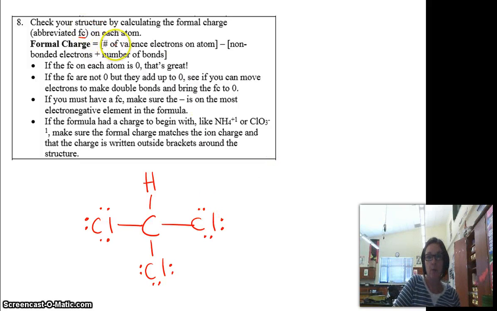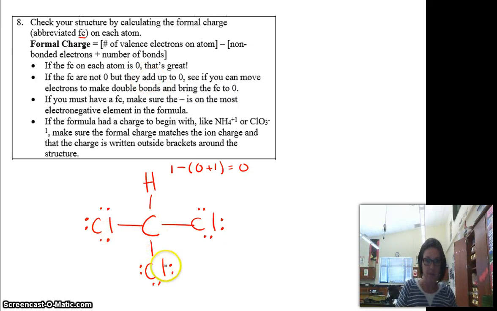The way you calculate formal charge is you take the number of valence electrons on that atom, subtract out the total of the non-bonded electrons plus the number of bonds. So I'll show you how that works. Hydrogen has 1 valence electron. It doesn't have any non-bonded electrons, and it had 1 bond. So that sum came up to 1. 1 minus 1 equals 0. If the formal charge is 0, that's great.